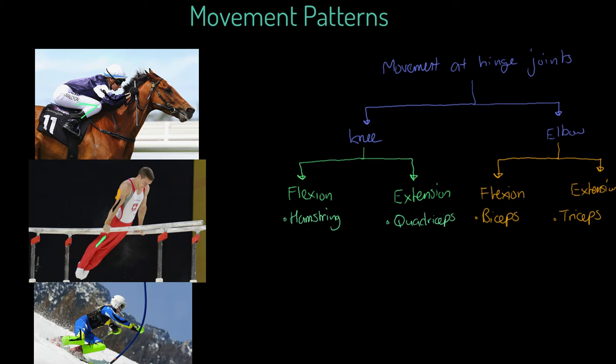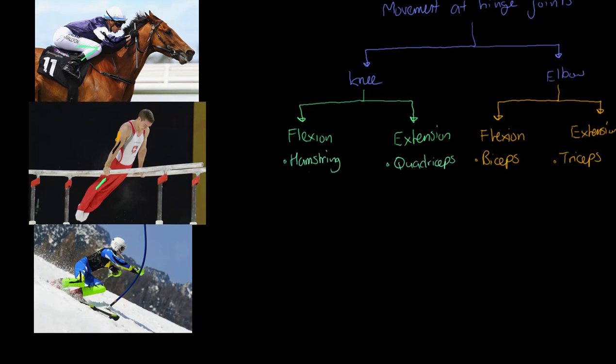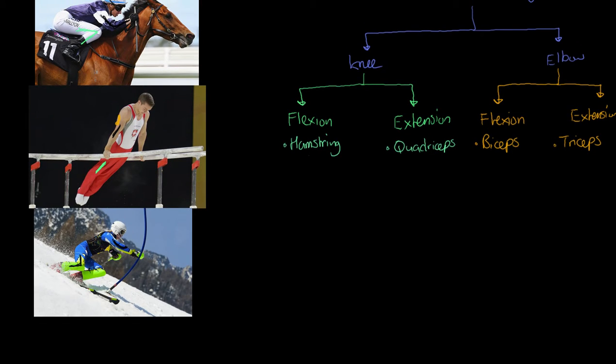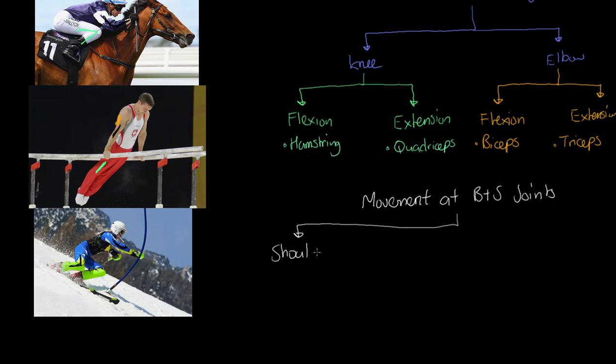Now, without me losing my images too much, just go down slightly here. Hopefully I can still get them in. I now want to talk about movement of ball and socket joints. So let's put in here movement at B and S, ball and socket joints, okay? So what are we talking about here? Well, this is a slightly different picture. First of all, I'm going to talk about two examples. I'm going to talk about the shoulder. I'm going to talk about the hip, and the movement patterns are effectively shared amongst these, obviously with different contributors.